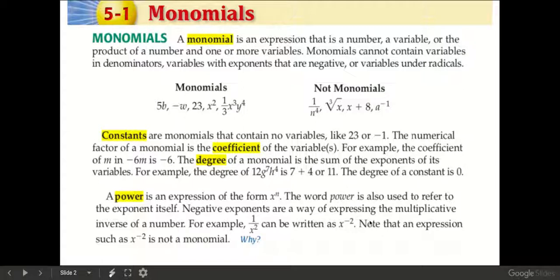Negative exponents are a way of expressing the multiplicative inverse of a number. So for example, 1 over x squared can be written as x to the negative second power. So a negative exponent just refers to the multiplicative inverse. If it's at the bottom of a fraction, you would move it to the top of a fraction. So note that an expression such as x to the negative second power is not considered a monomial because it would have a variable in the bottom of a fraction, in a denominator.